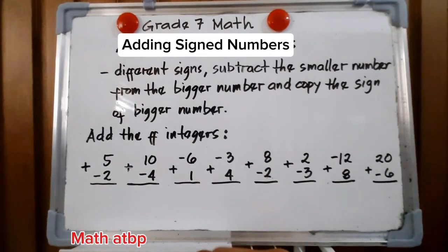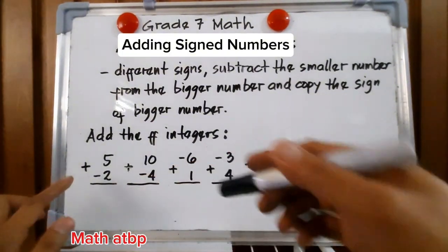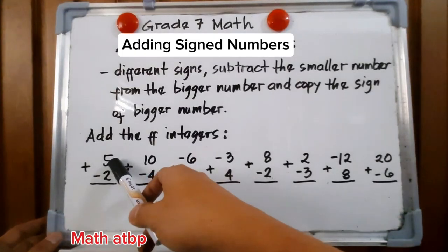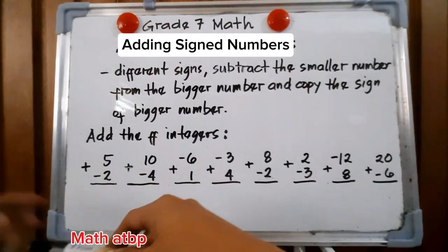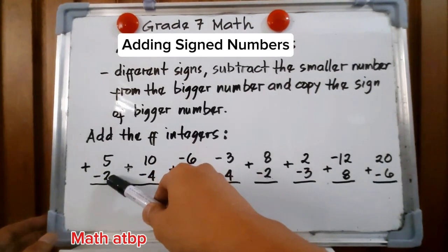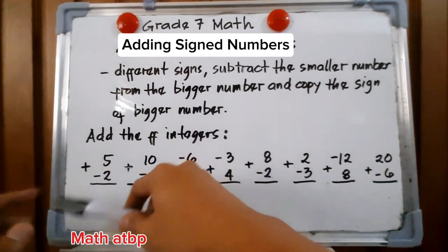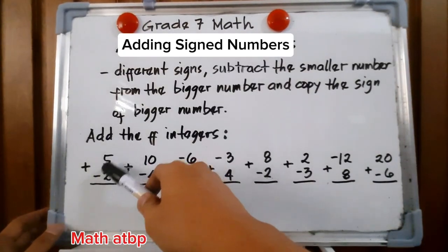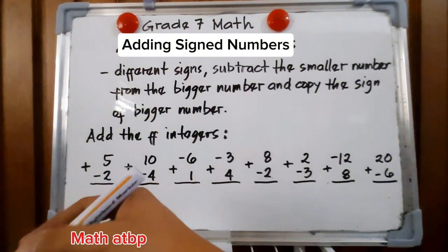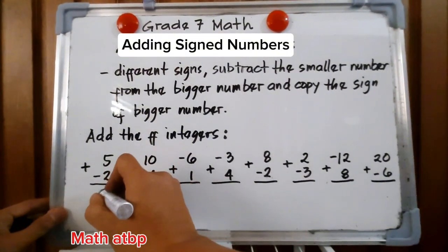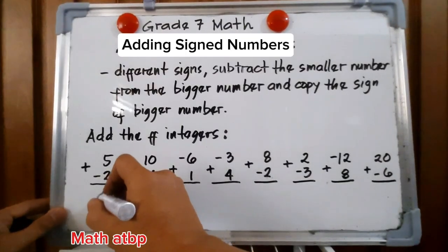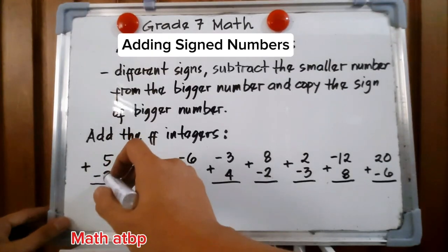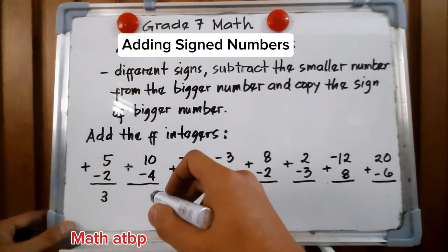Okay, let's start. Add the following integers. We have here 5 plus negative 2. It is understood, positive 5. Okay? 5 plus negative 2, the answer is, which is bigger, 5 or 2? It is 5. And 5 is positive, therefore the answer is positive. Instead of adding, we're going to subtract. 5 minus 2 is 3. Since 5 is positive, then the answer is positive. 5 plus negative 2 is positive 3.